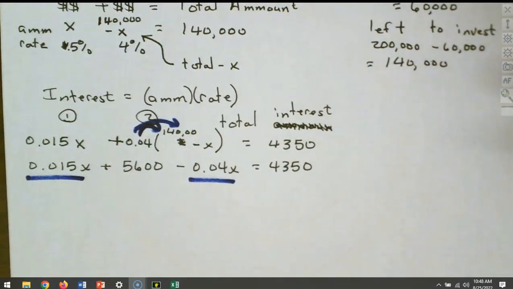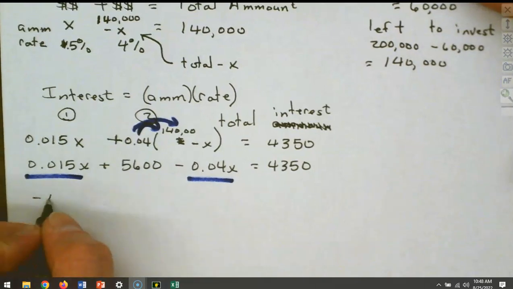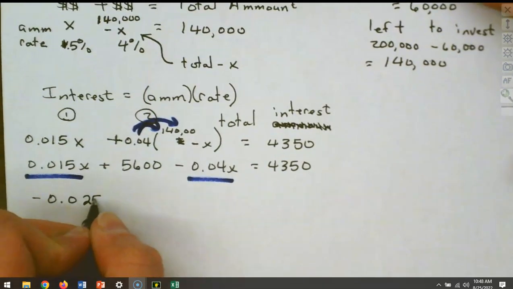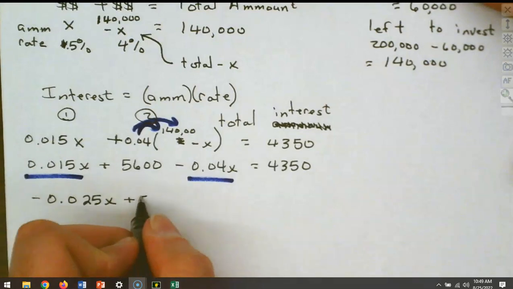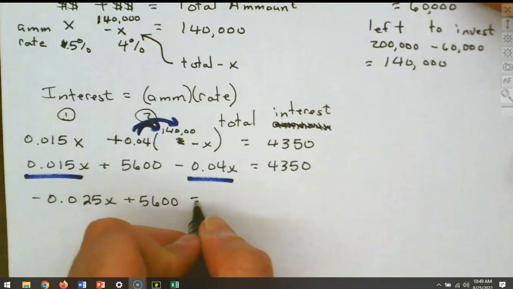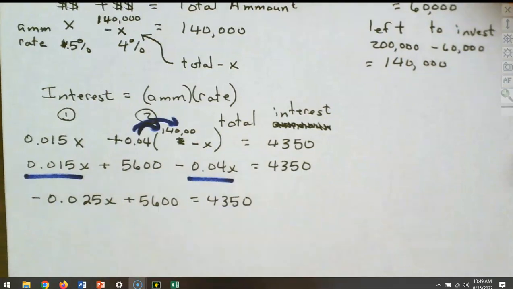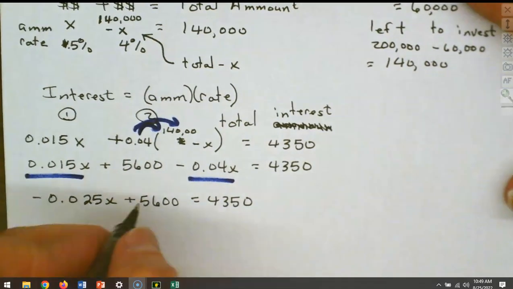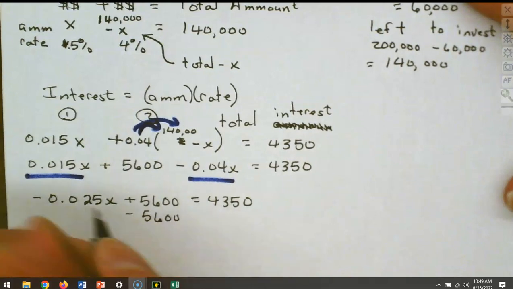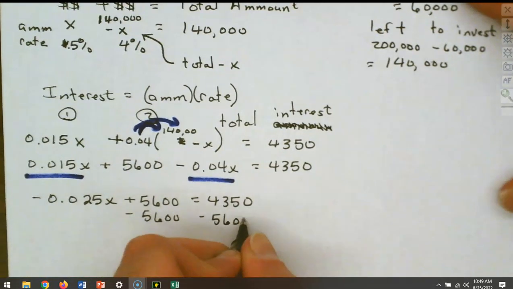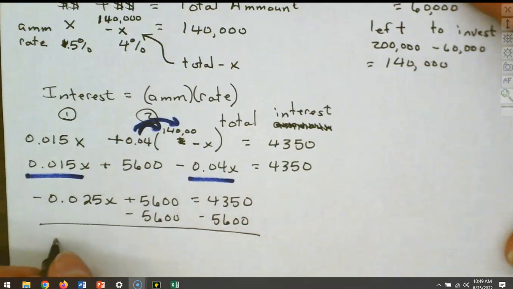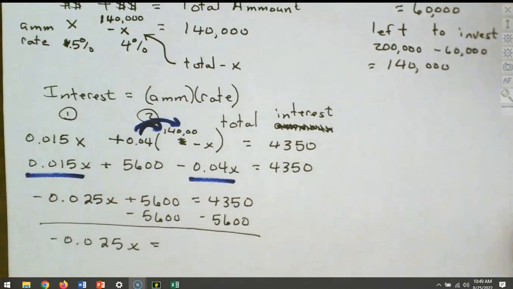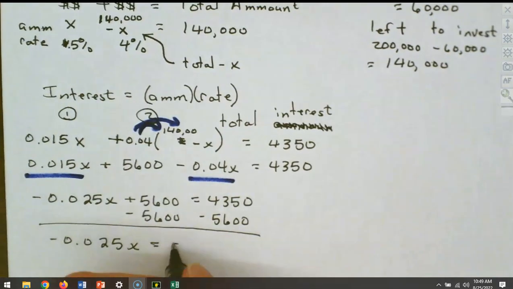0.04 is the larger one and it's negative, so we subtract them. So that's going to be a minus 0.025x. And then we've got that plus 5,600. That equals your 4,350. Move that 5,600 over. Minus 0.025x equals, when we subtract here, equals a minus 1250.